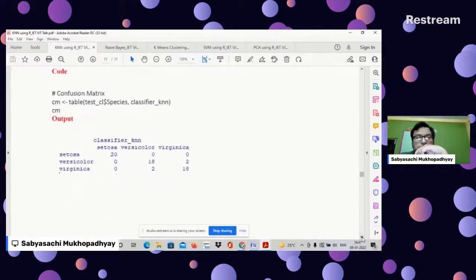So how can you form the confusion matrix? We will use the table function. Whenever you want to put something in a tabular format, in R we'll always use the table function. So in the table function, what will be the first argument? Test underscore class dollar species, because we are accessing the species column. That can be done using this dollar sign, comma, classifier underscore knn. Then you print CM. CM stands for confusion matrix.